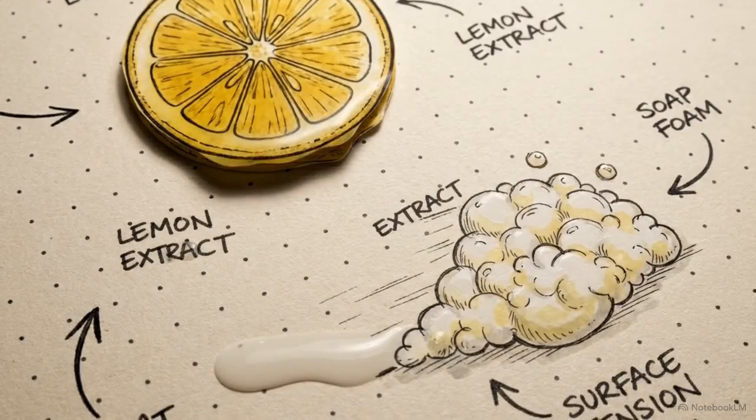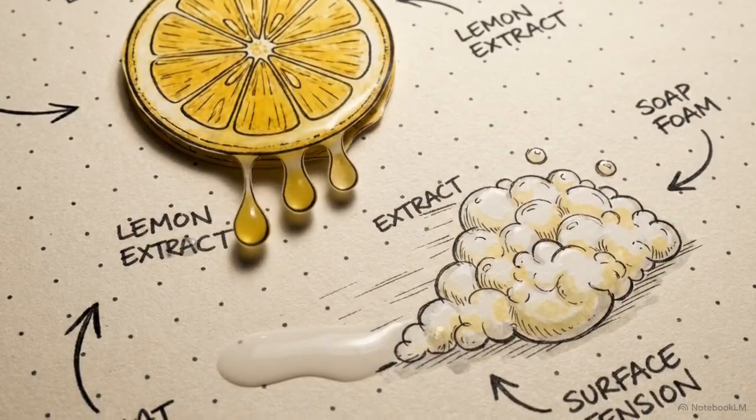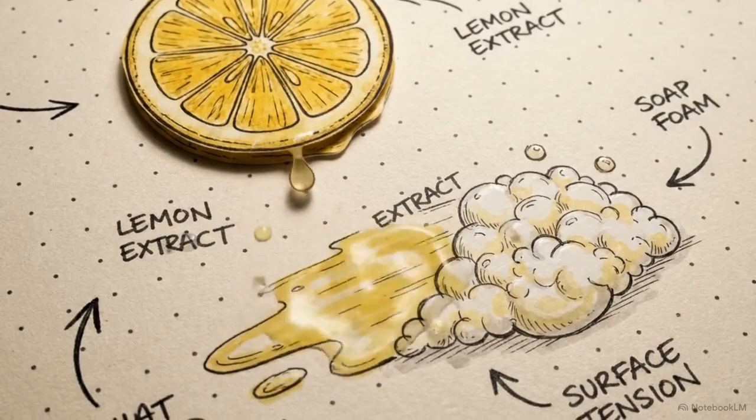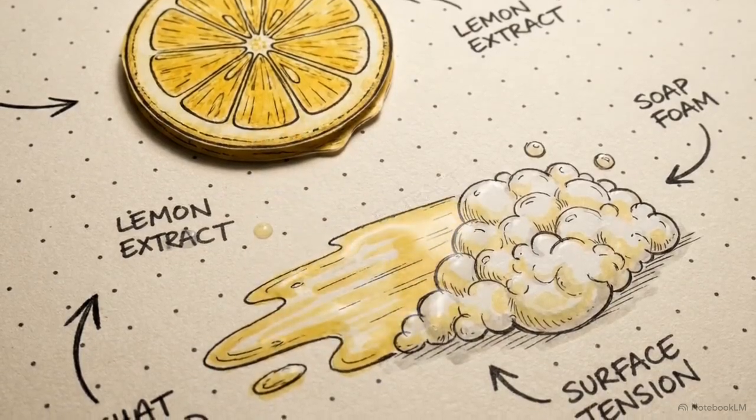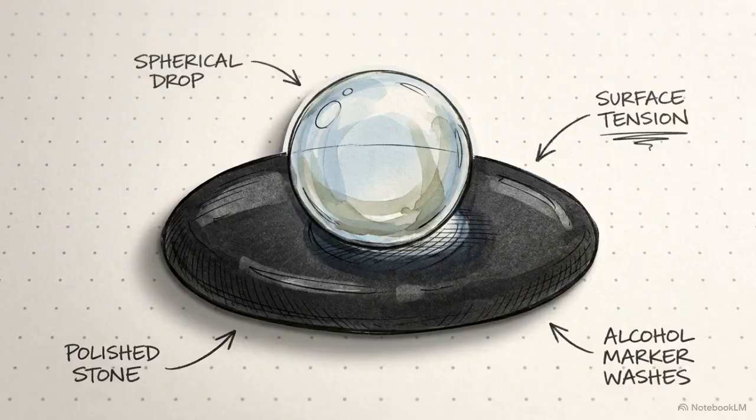Consider the physical reality of these liquids: the sharp, acidic bite of sour lemon juice, the slippery, caustic feel of soap foam, and the neutral clarity of pure water. While they appear to be entirely unrelated substances, they are actually bound together by a shared chemical property that dictates exactly how they interact with our world.